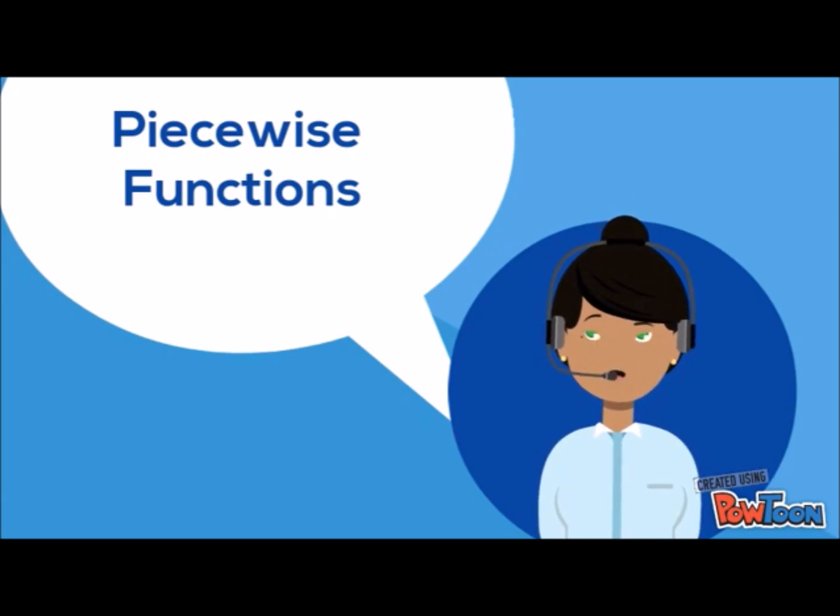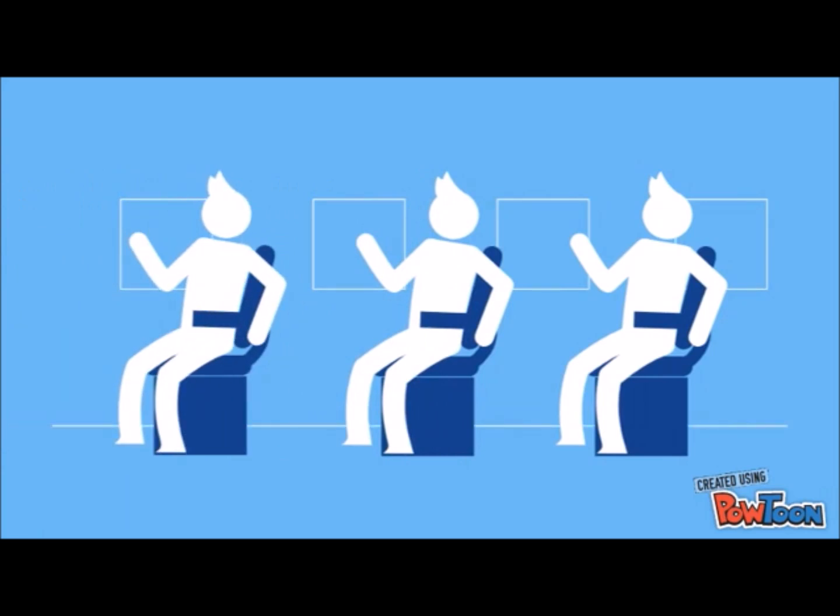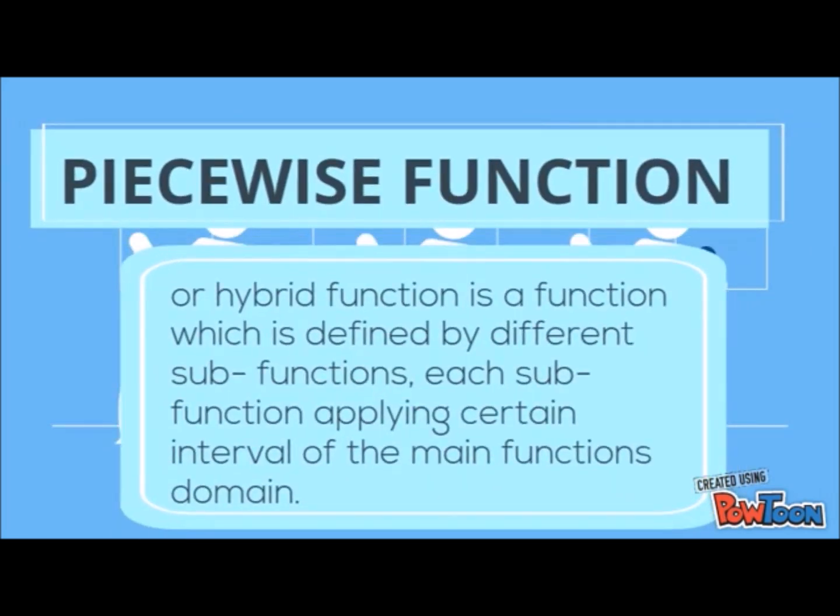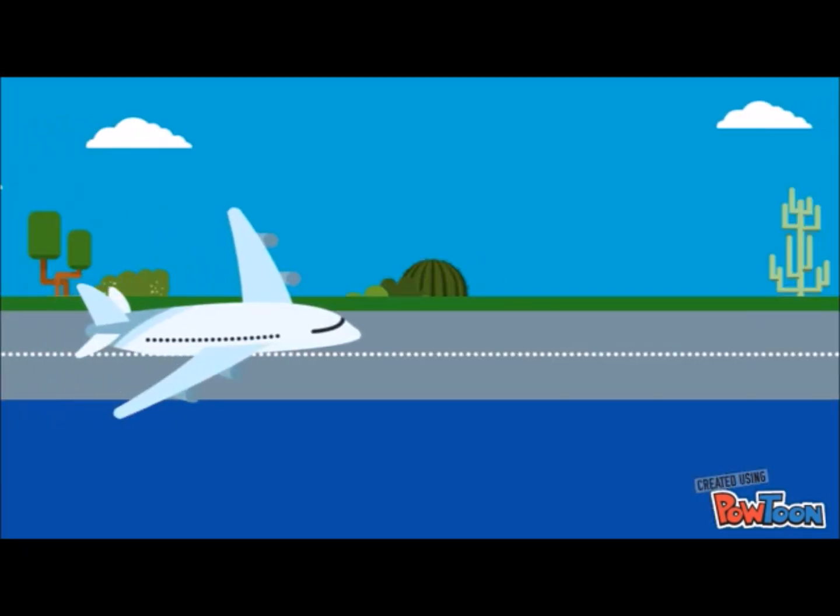I am here to inform you about the piecewise function. A piecewise function, also called a hybrid function, is a function which is defined by multiple subfunctions, each subfunction applying to a certain interval of the main function's domain.